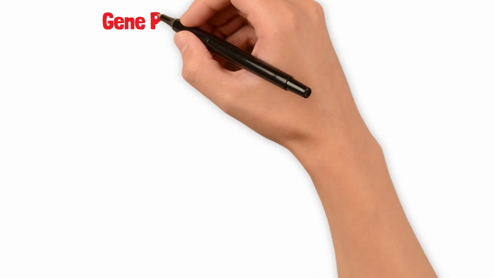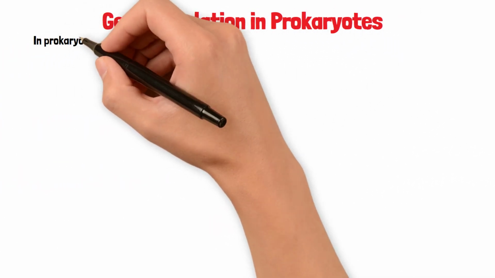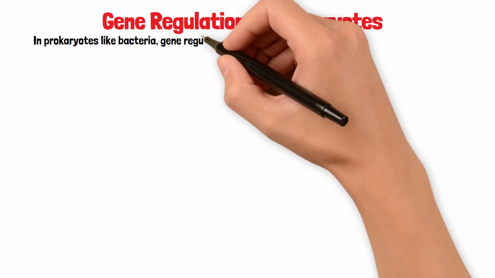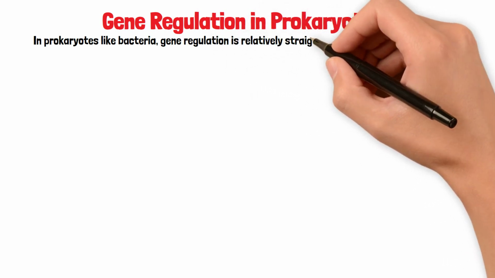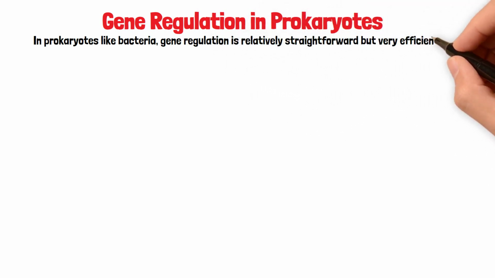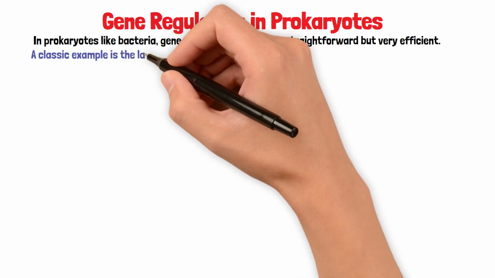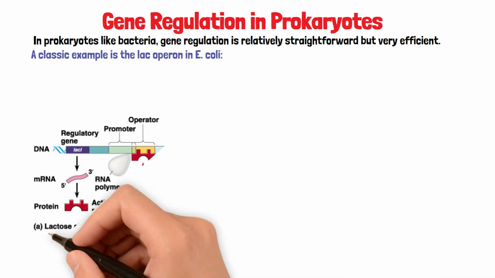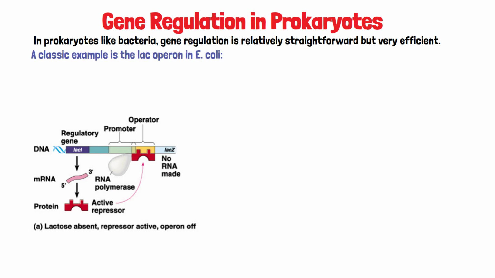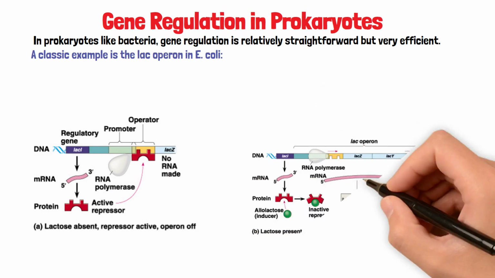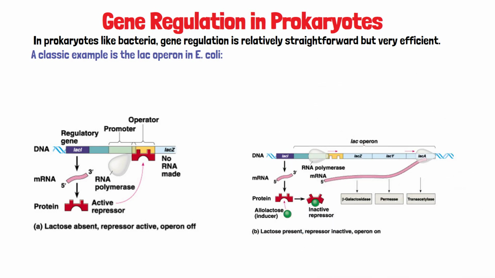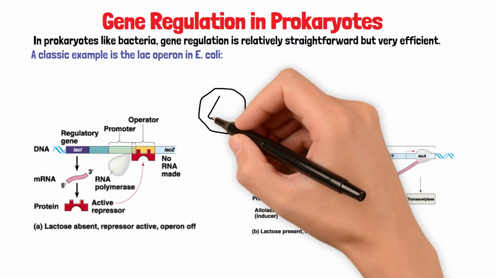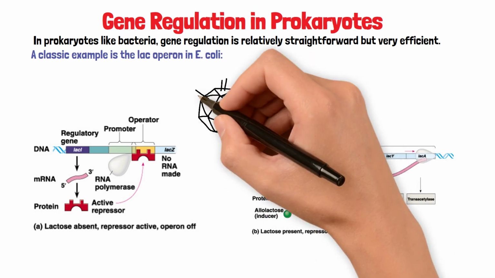Gene regulation in prokaryotes. In prokaryotes like bacteria, gene regulation is relatively straightforward but very efficient. A classic example is the lac operon in E. coli. When lactose is absent, the operon is turned off to conserve energy. When lactose is present, the operon is switched on to produce enzymes that digest it. This simple system ensures bacteria adapt quickly to their environment.